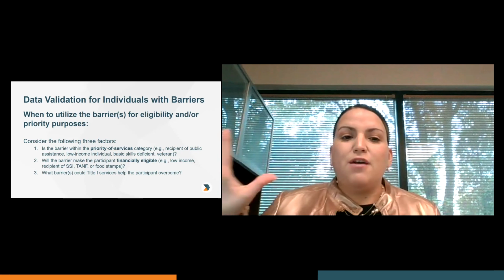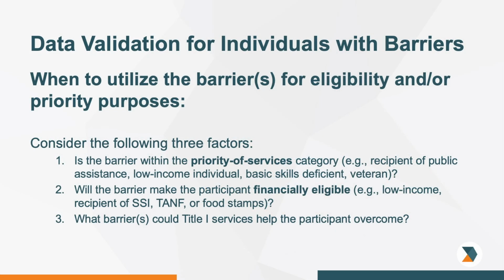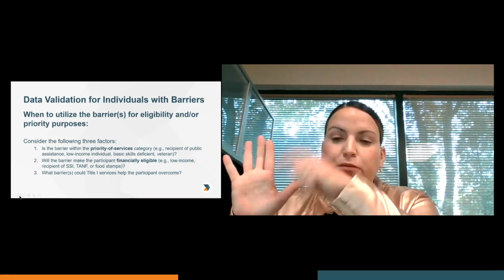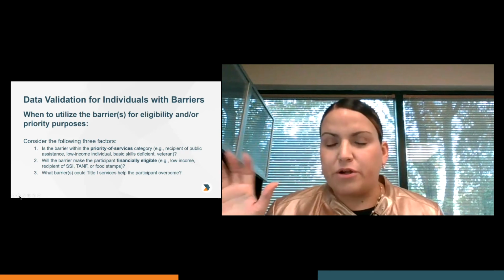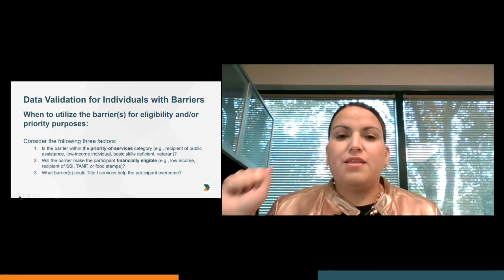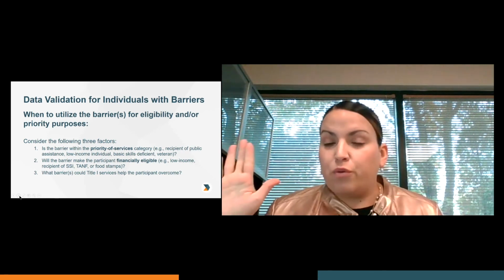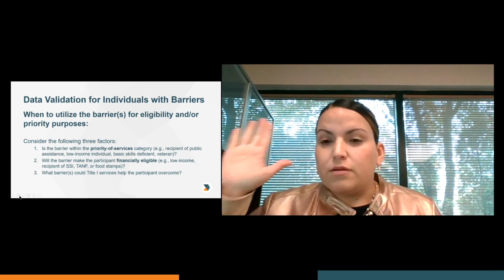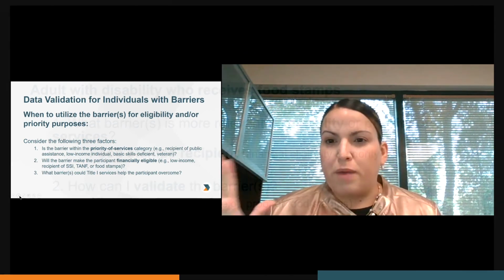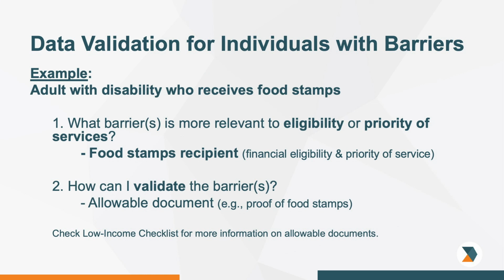So if the barriers are relevant to priority of service, and if the barrier is relevant to financial eligibility or eligibility period, then I'm going to put those barriers on this side, meaning that I'm going to have to gather documentation for those barriers. Next slide.